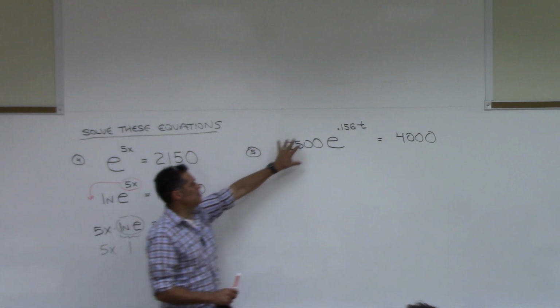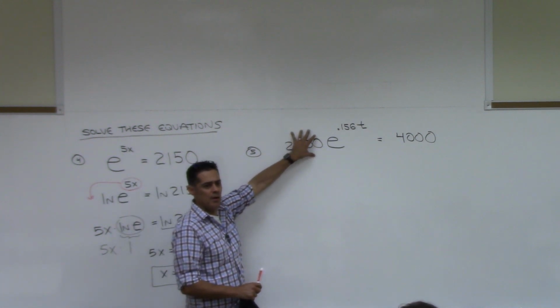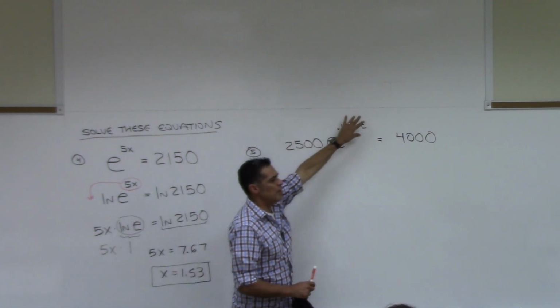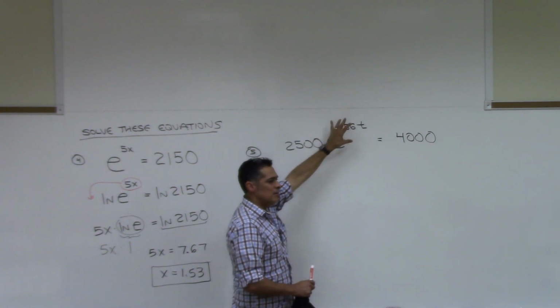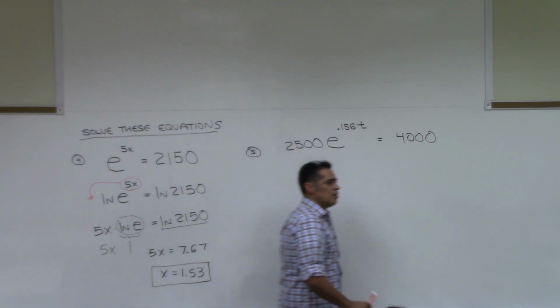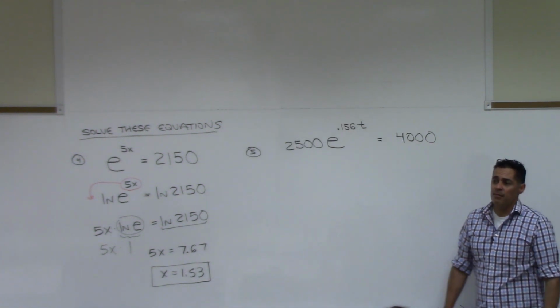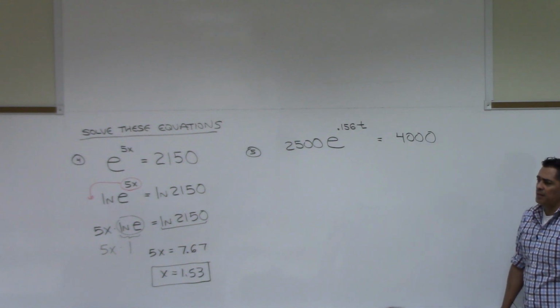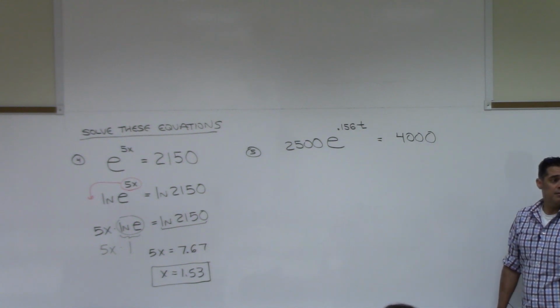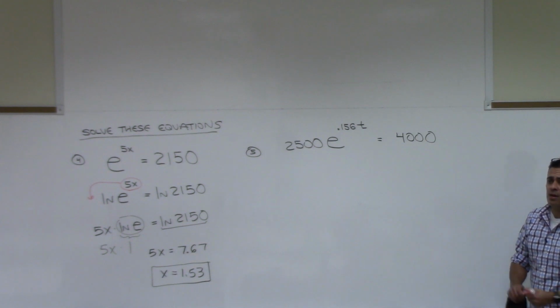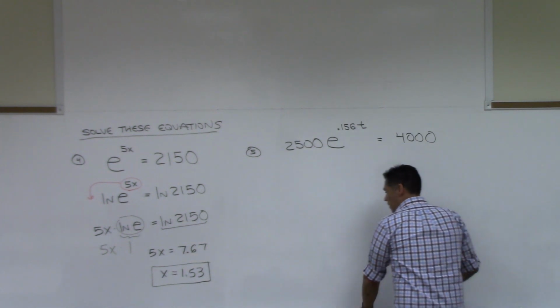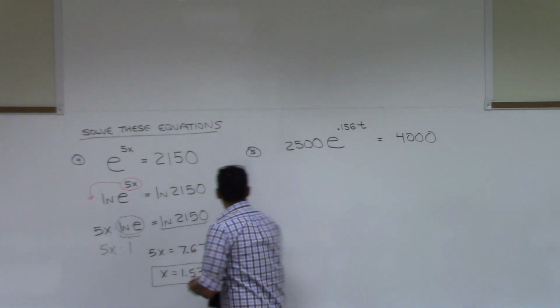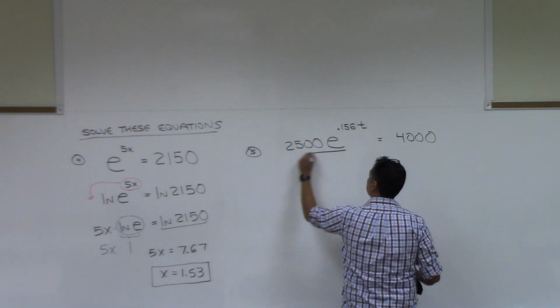Have we ever had a number sitting in front like this before? No. It's always been like e to whatever or 8 to whatever, right? We never had a number in front. So what I'm going to do first is get rid of that number. How can I get rid of that number on the left-hand side? Divide both sides by 2,500. You'll need your calculator.